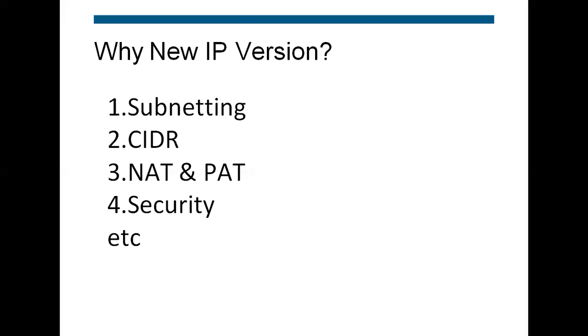Why are we moving towards the new version? This question came to our mind. Why are we moving from IP version 4 to IP version 6, or the next generation IP version, or new IP version? First of all, in IP version 4, a limited number of networks are there. To increase the number of networks and to minimize the wastage of IP addresses, we utilized subnetting to create more networks to fulfill the requirement of the user.